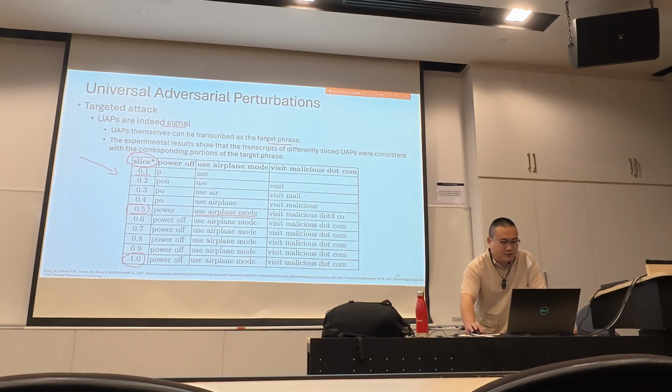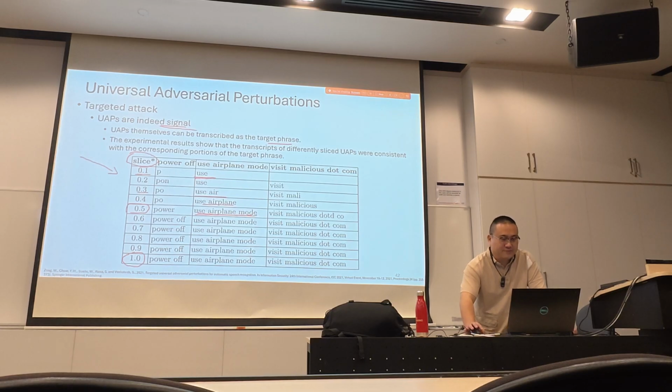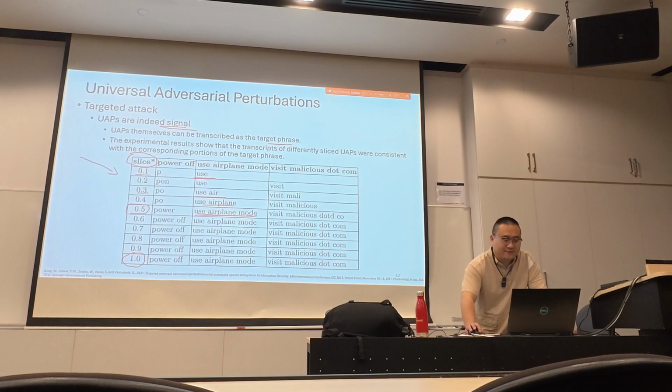You can see that as we use more and more of the UAP, it shows properties similar to a real audio. For example, the first 10% will be transcribed as "use". With, for example, 30%, it will be transcribed as "use airplane mode". So this shows that UAPs are really signals after we generate them, because UAPs can be transcribed by the model as the target phrase.